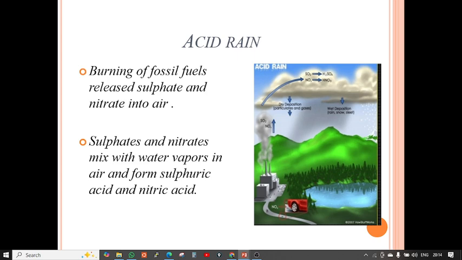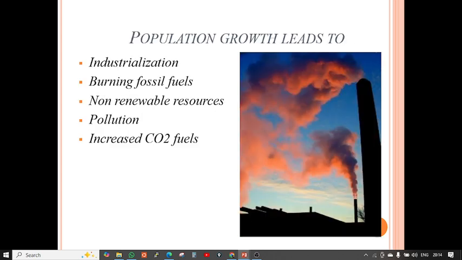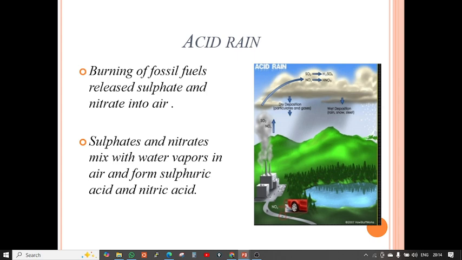So there are some consequences due to these types of pollutions. What are the consequences? There are consequences like acid rain, climate change, obviously. So let's discuss one by one. So acid rain, what is acid rain?